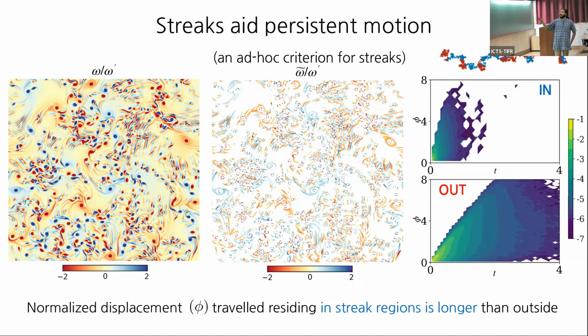So the first thing you note is that this is a very small figure because the streaks are, let's say, 10% of the volume. So you don't have a lot of residence time there. But interestingly, the curve is much steeper here. That shows you that the displacement that you're likely to have in a streak region is much higher than outside of a streak region. So we can conclude that the streaks do aid in this kind of persistent motion. Yeah, thanks.